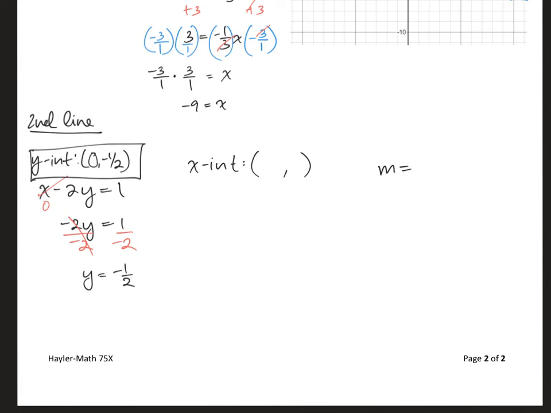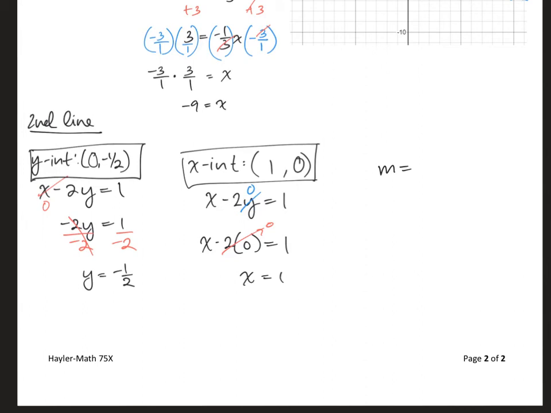X-intercept. Well, remember, always just use your equation. And the plan with x-intercepts is always, you make the y 0. Okay, plugging 0 in for y. What do we get? We get x minus 2 times 0 equals 1. Well, anything times 0 goes to 0. So we get x equals 1. So our x-intercept, (1, 0).